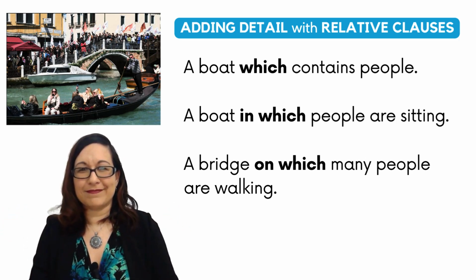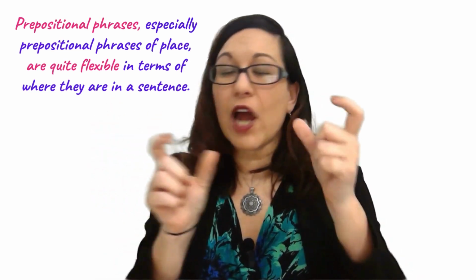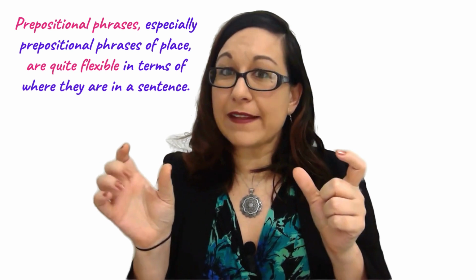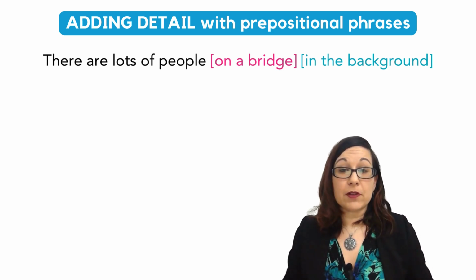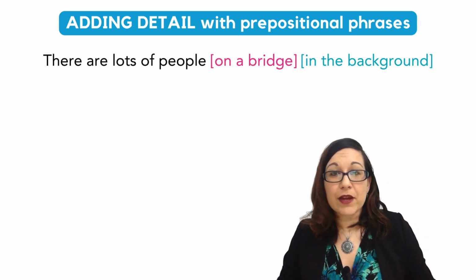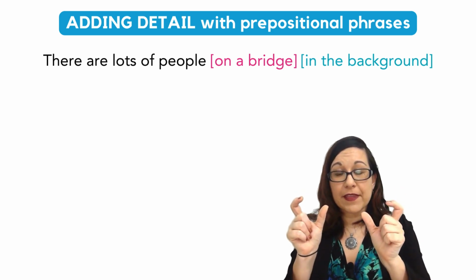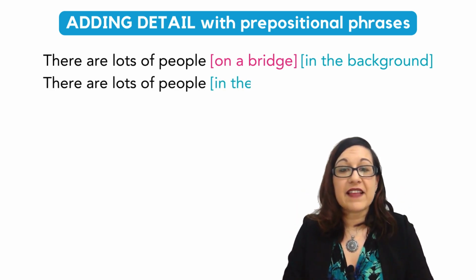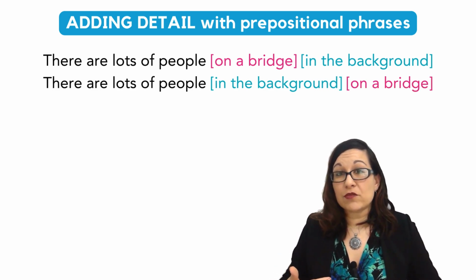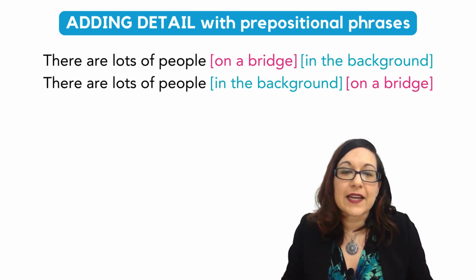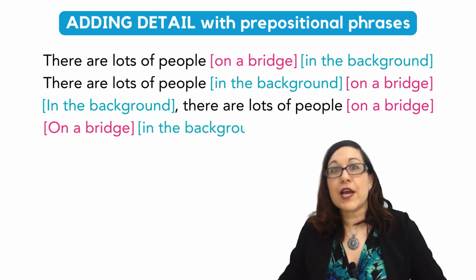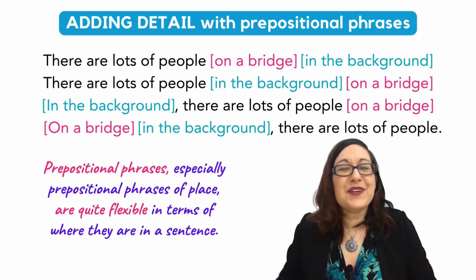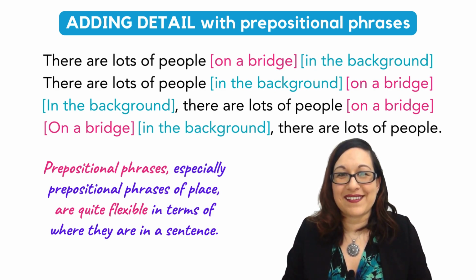prepositions, right? Probably not. Now, the fun thing about prepositions is that they're kind of like building blocks, and they're quite flexible in terms of their positioning in the sentence. For example, there are lots of people on a bridge in the background. I've got two different prepositional phrases there. I could move those around and say there are lots of people in the background on a bridge. It's still got the same meaning. In the background, there are lots of people on a bridge. On a bridge, in the background, there are lots of people. You can keep playing around with prepositional phrases.